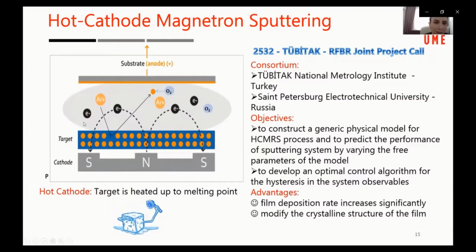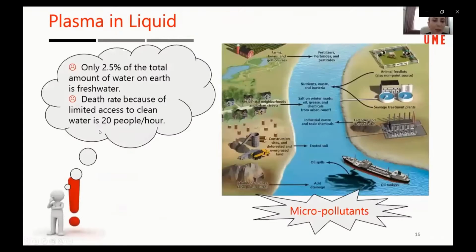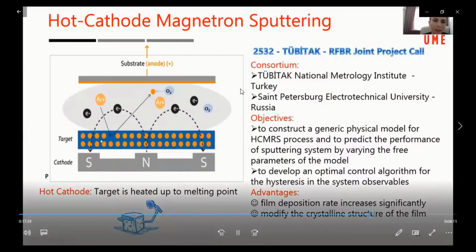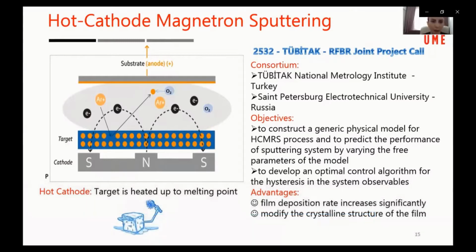if you have a magnet like that, the plasma will be confined in close proximity to the target, meaning that the collision rate of the argon ions will be more with the target atoms. So the deposition rate will increase. So magnetron sputtering basically is a deposition technology. But literally what we do is we deposit the surface atom by atom.